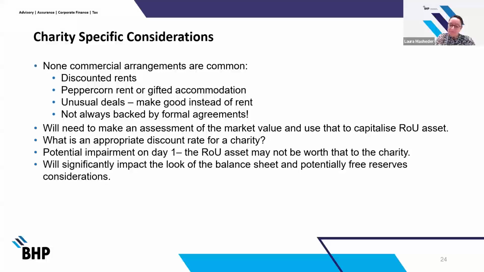So I've already talked about using market value for non-market transactions, and that'll create real volatility in the results for charities. So we'll be recognising big lumps of income when we capitalise the assets that have been gifted to us or discounted. So for example, when we capitalise at market value, it will create an asset that might need to be immediately impaired.